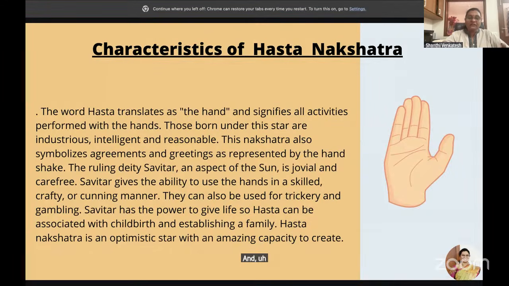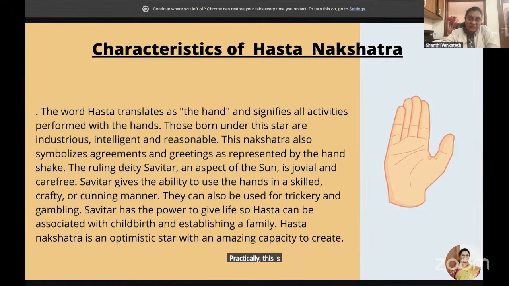And the deity for this nakshatra is Savitar. Savitar is one of the aspects of the sun. He is very jovial and carefree. So Savitar gives the ability to use the hand in a skilled manner. So these people are very good in craftsmanship, we can say. They're very good with their hands. They're skilled. So they have a lot of talents in craft, cooking, writing, healing. They can also become good surgeons, or work in design, music, drawing, any kind of hands-on activities. They are very good. So they have a natural capacity to handle things practically.